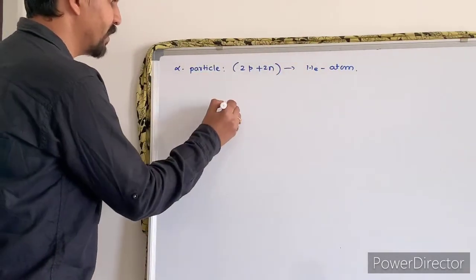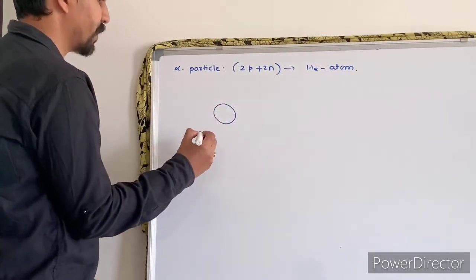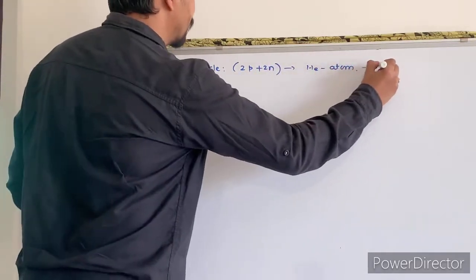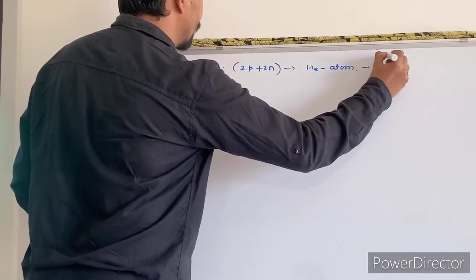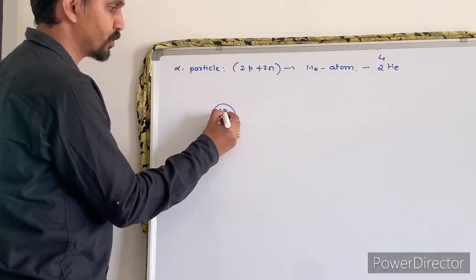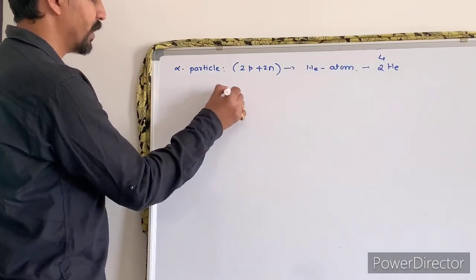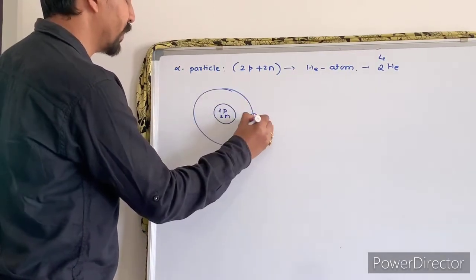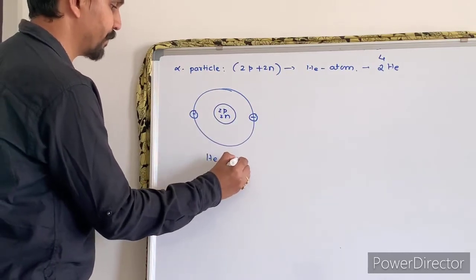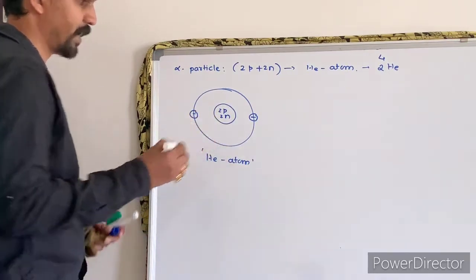So, I will take helium atom. So, this is your helium. Helium will be represented as 2He4. So it contains 2 protons, 2 neutrons, and these 2 electrons are revolving around in the orbit. So this is your helium atom. Right?